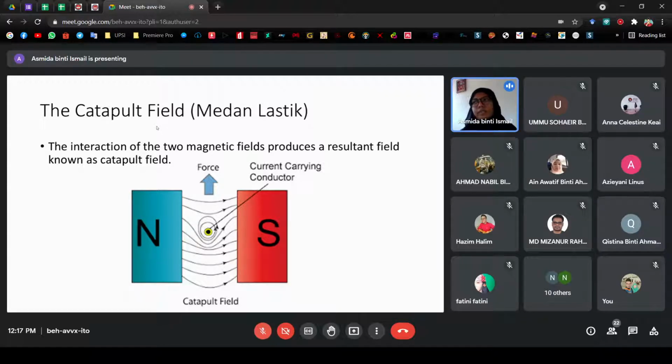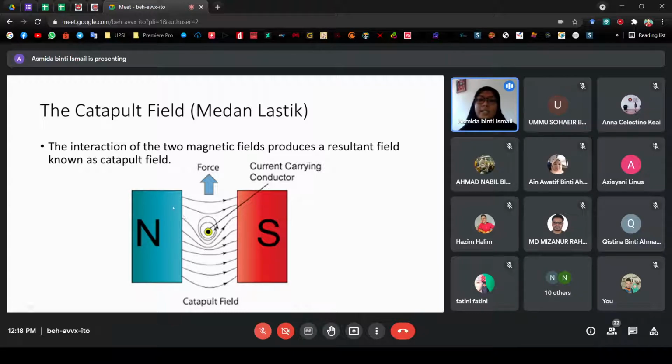If you have these two magnets, you have a magnetic field across these magnets. Okay, and then you have another wire that is carrying current. Okay, so you know that when you have a conductor or a wire carrying a current, there is a magnetic field around that wire.